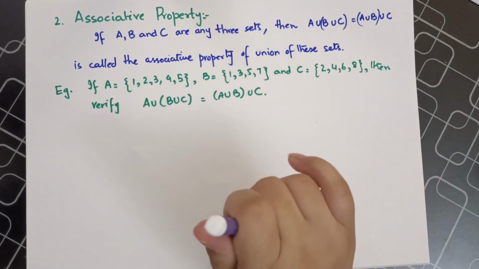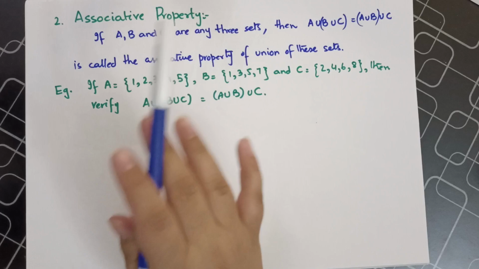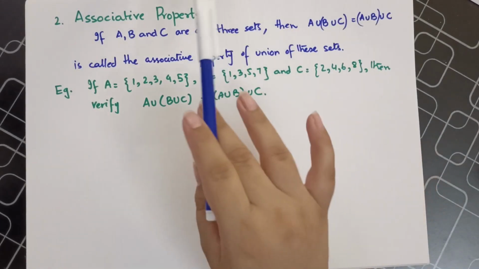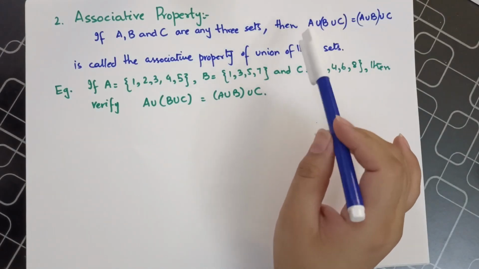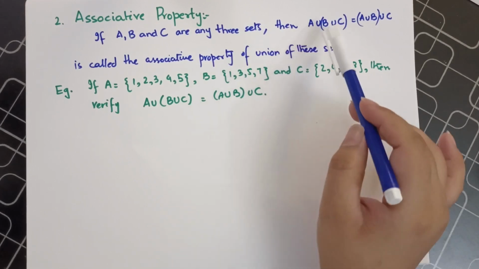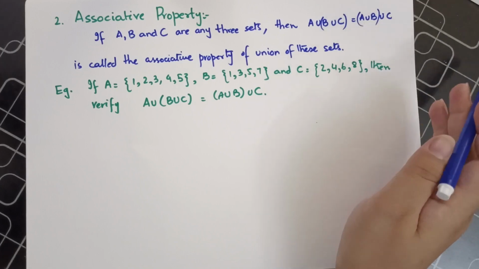Okay, now we have to prove it with the help of an example. It will help you understand this better. Let me tell you one thing: this associative property of union is very much similar to the associative property of addition, where it was A plus (B plus C) is equal to (A plus B) plus C, right?